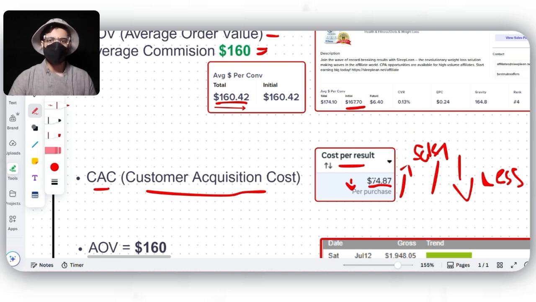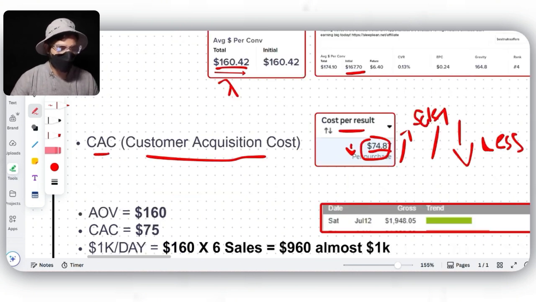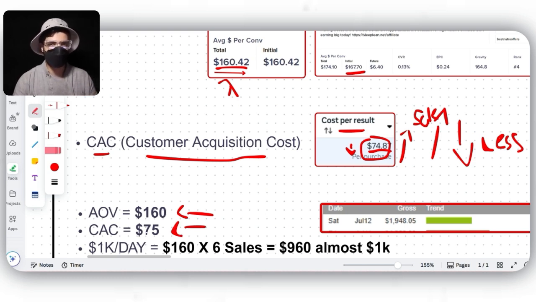So that's the average. For simplicity, for example, we are spending $75 and we get a $160 sale. Right now you can see our average order value is $160, meaning if we get a sale, we're making almost $160. Second, our CAC, meaning customer acquisition cost, is almost $75 on average. I told you $75 up to $90, so I just go into the middle: you spend $75, you get one sale.